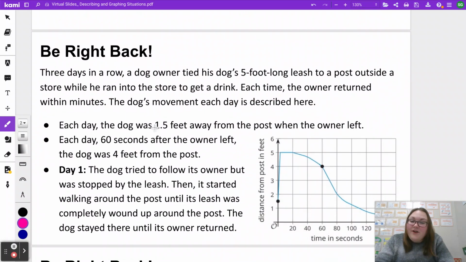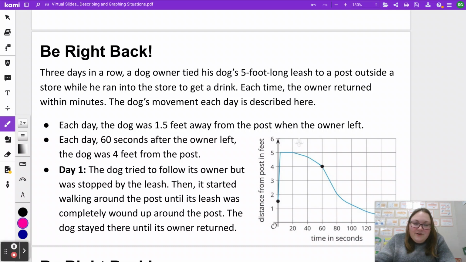So down here, I have all of the same information as above, right? The dog is tied to a post. The leash is 5 feet long. Each day, he's 1.5 feet away from the post when the owner left. And each day, 60 seconds after the owner left, the dog was 4 feet from the post. All of that's the information we saw above.